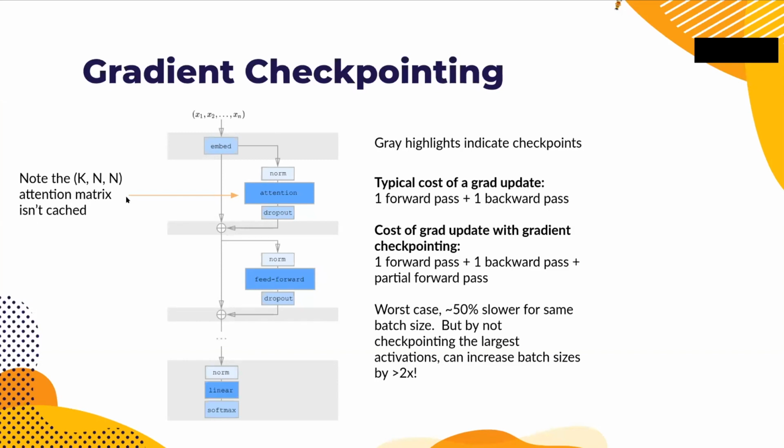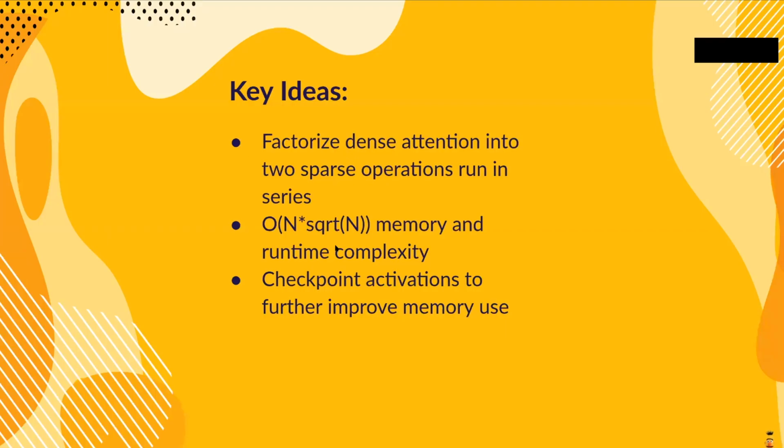And one thing you'll observe, if you look at the particular activations the sparse attention paper chose to checkpoint, is that they chose not to checkpoint this K by N by N attention matrix that was so problematic in our initial back of the envelope calculations. So they chose instead to checkpoint some of these smaller activations of the network.